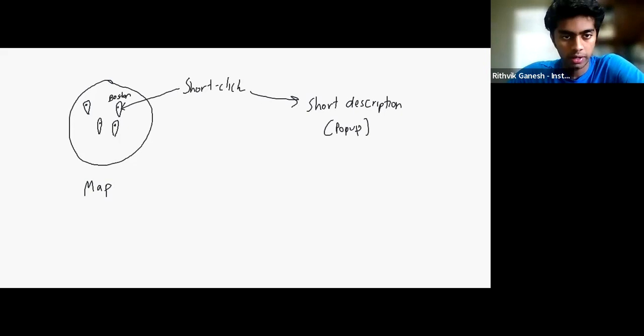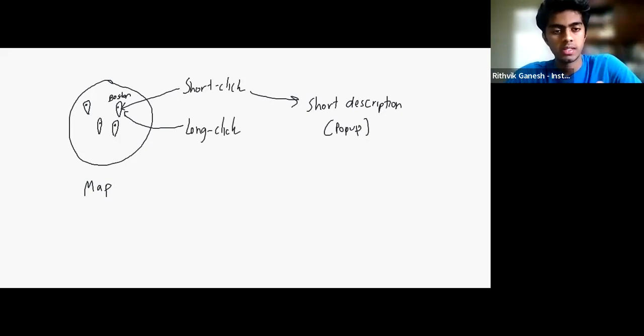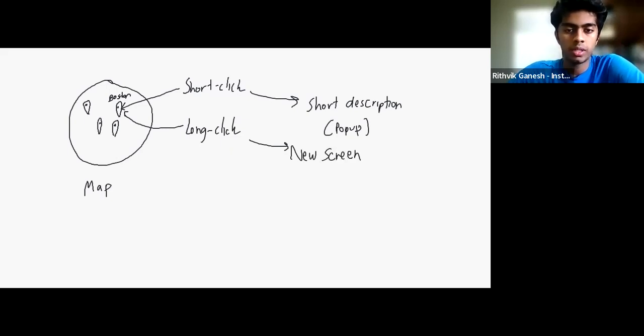But there's also another event that could happen, which is a long click. If the user does a long click, in other words, if they hold on one of these different markers on the map, then it's going to take them to a new screen. I'll come back to this later on because we'll elaborate on what this new screen is. But basically, that's the core event handler on the first part of our app.